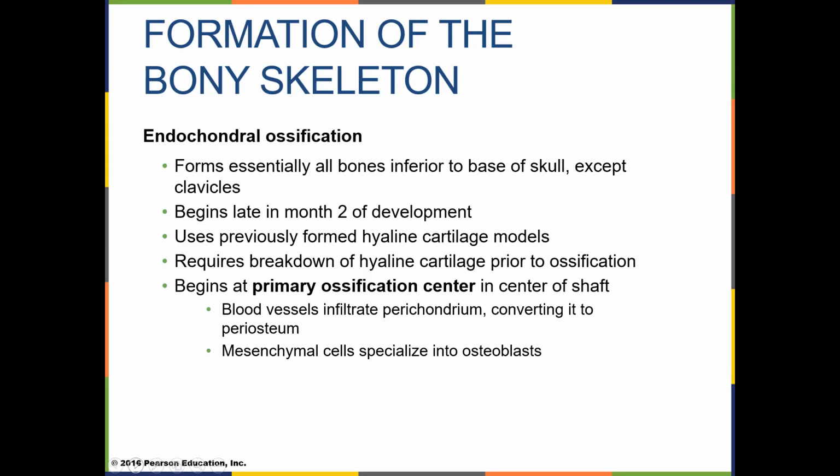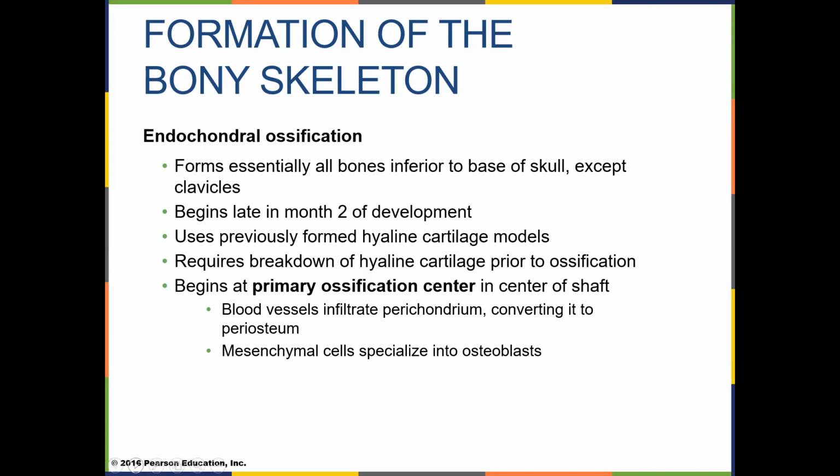So we start 6 weeks after conception. We follow the model of the hyaline cartilage skeleton that's in place. We have what's known as a primary ossification center that forms in the middle of the long bones, the long cartilage bones. We form an ossification center, and we see the formation of osteoblast cells in these ossification centers. And the osteoblast cells are going to lay down matrix, and then they're going to get trapped in the matrix and become osteocytes.